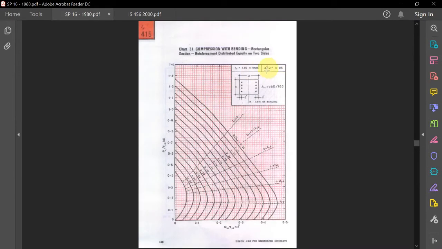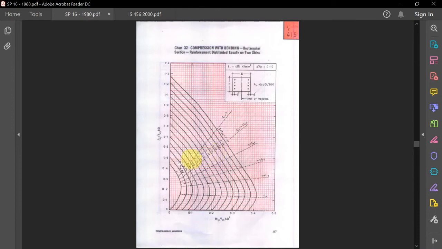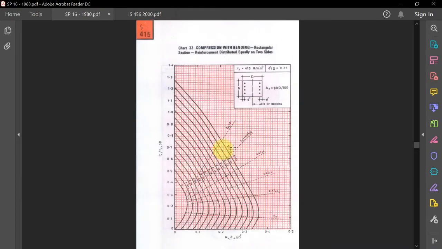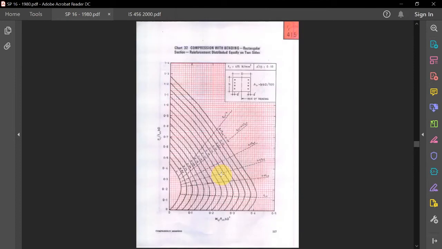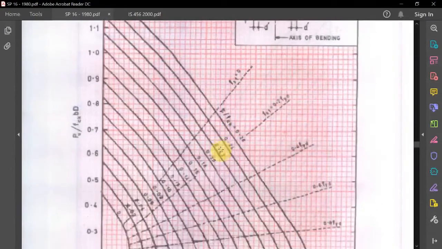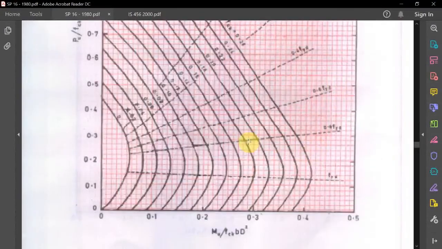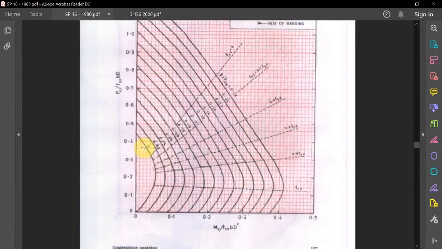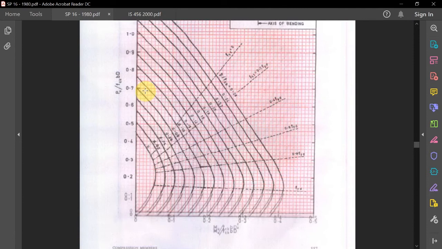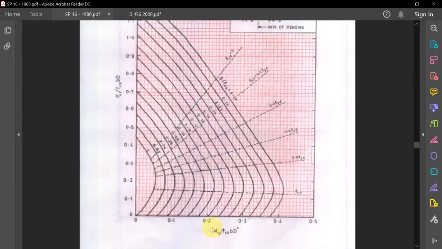Secondly, we need to determine this d dash by capital D ratio. Third thing, now how to use this chart is, let me take a chart which is fairly visible, because all these charts are scanned by them, therefore it is not very clear. Although, okay, let us use this chart. So this graph is about two things. First is Pu upon fck bD. Pu is your axial load which is coming, divided by fck into b into D, capital D. Next is Mu upon fck bD square.